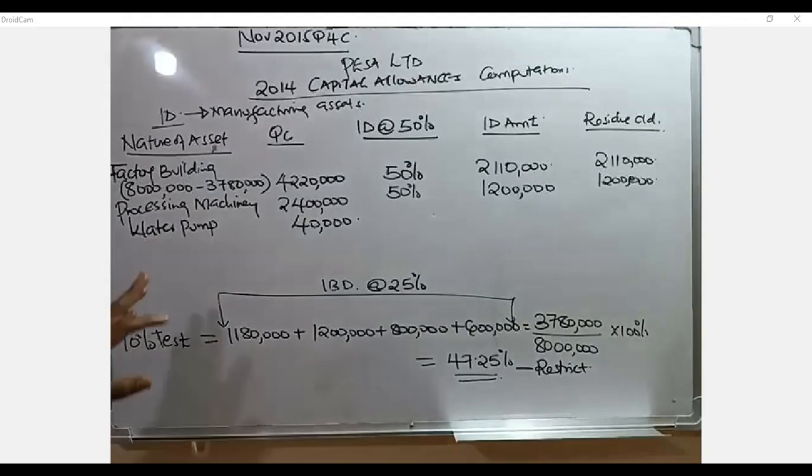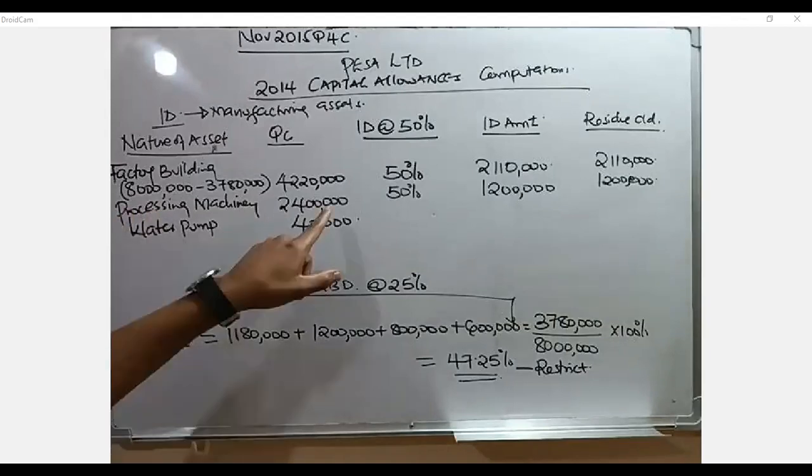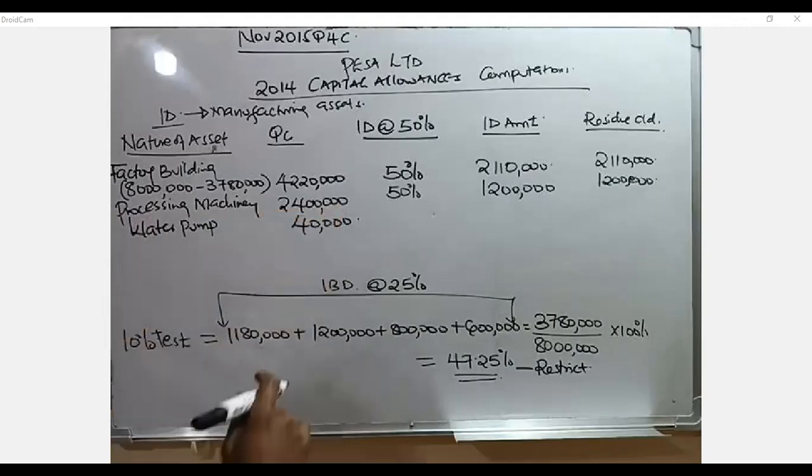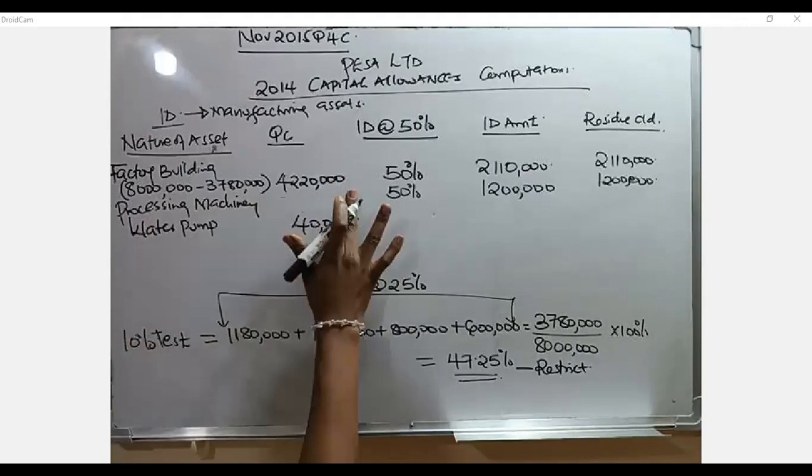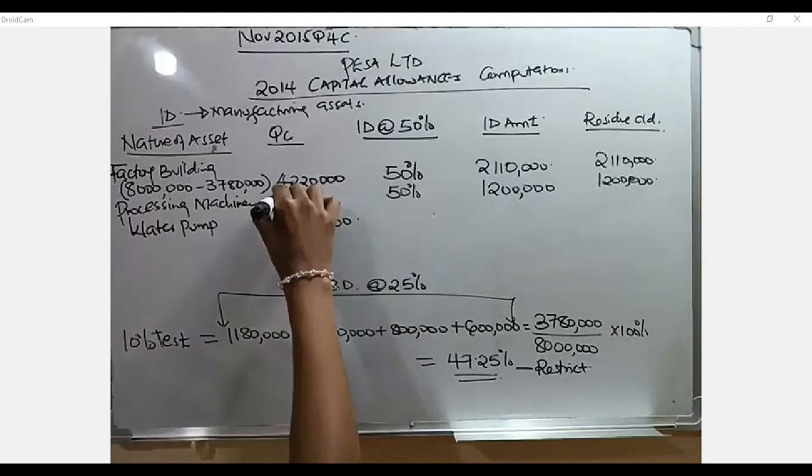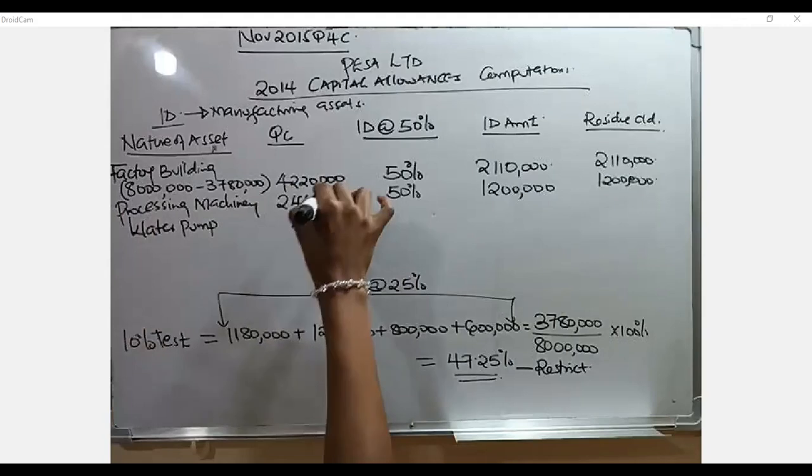When I look at the processing machinery, before I proceed with the water pump, there is additional information which touches on the processing machinery. I've been told that the processing machinery excludes an interest on loan of 240,000 shillings paid for a loan of 2 million, which does not concern us, used to acquire the machinery, and installation costs amounting to 60,000. So what is the total cost of the processing machinery? It will be the total cost of the purchase, which is 2.4 million, plus 60,000. So the qualifying cost for the processing machinery will be 2,460,000.